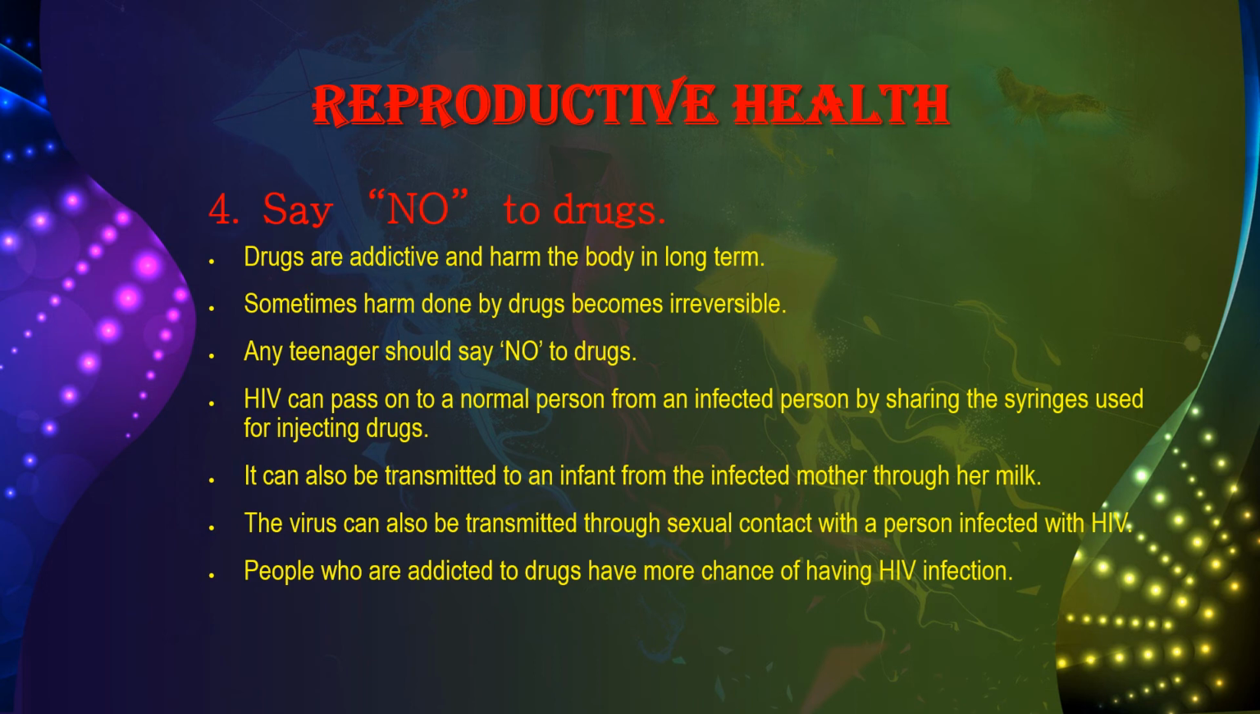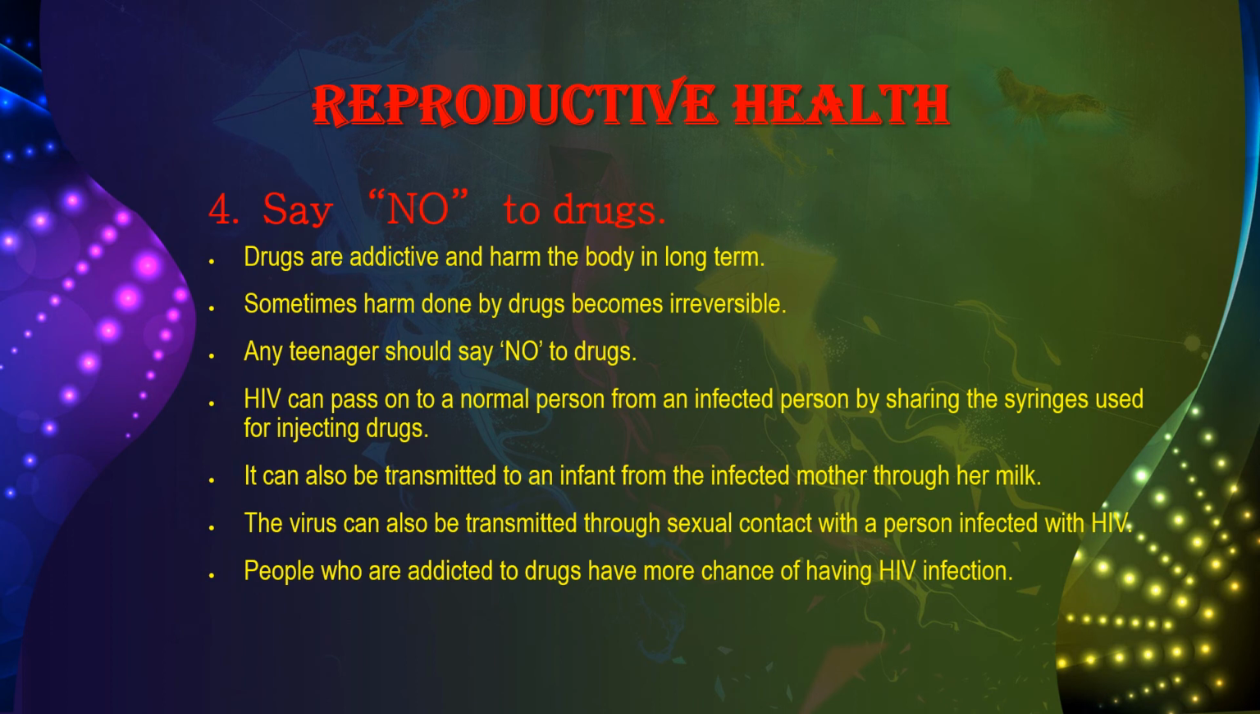So drugs are very powerful chemical substances and should be used only under a doctor's supervision. If we have some diseases, we go to the doctor, and then the doctor advises us to take some medicines or some drugs. Only that we have to take. Okay, sometimes harm done by drugs becomes irreversible also. We cannot reverse back. So all the teenagers should say no to drugs. Okay, drugs are addictive. The harmful effects of drugs.